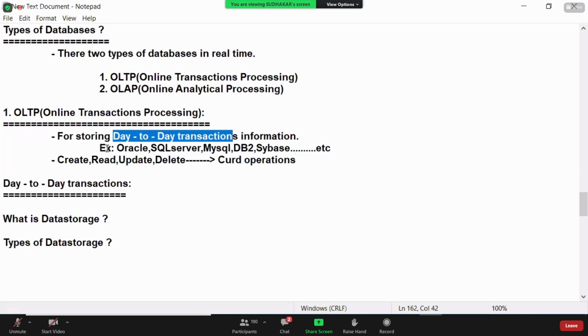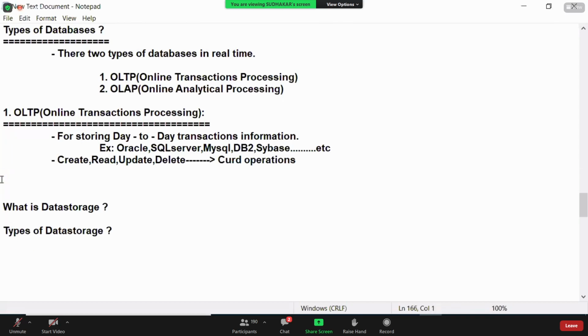These are the best examples of OLTP database software: Oracle, SQL Server, MySQL, DB2, Sybase, Informix, Ingres, Teradata, MaxDB. Like this, we have so many in the market. This is what we call day-to-day transactions, that you have to understand.